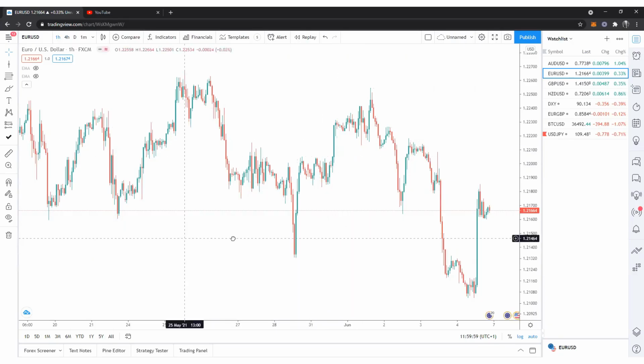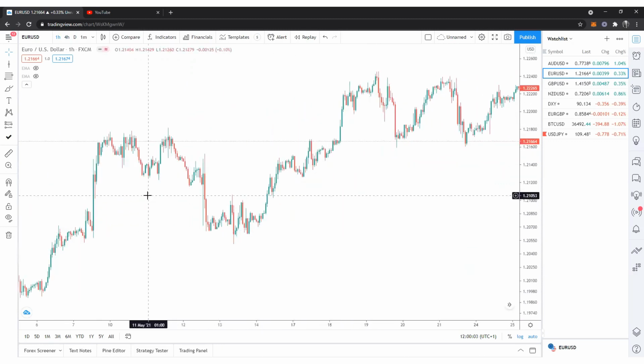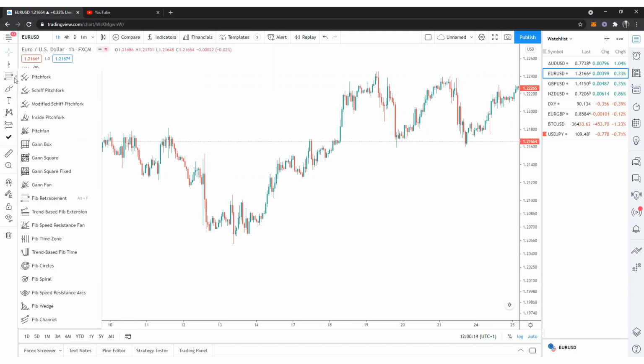So let's go to a small time frame because it's a lot easier to use than a larger time frame to see. So we're going to use the Fibonacci tool, which is if you click this button here on TradingView, the little arrow on the right hand side of the toolbar down the left hand side, go down to fib retracement.